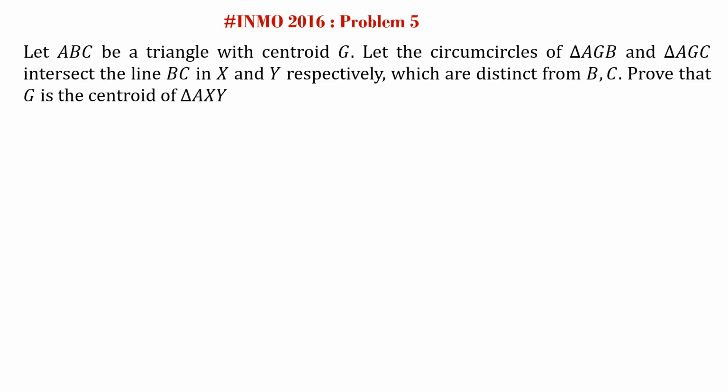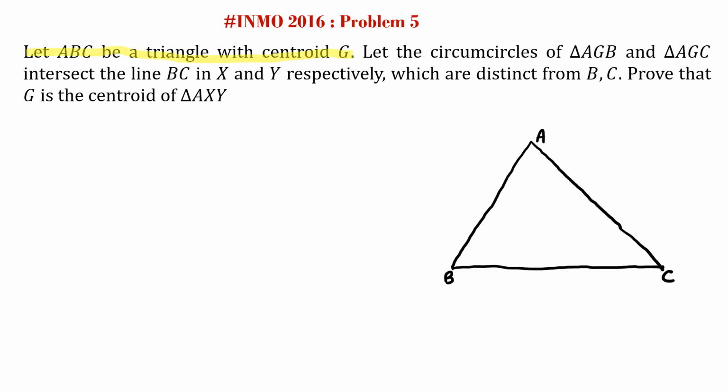In this video, let's have a look at a problem from INMO 2016, the fifth problem. So let's read the question. Let ABC be a triangle with centroid G. So let's draw a triangle with centroid G. Recall that a centroid is the intersection of the medians of a triangle. Okay. So ABC is a triangle with centroid G.